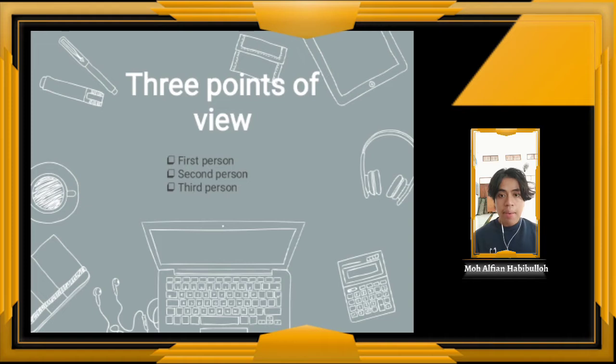Next is talking about 3 points of view. They are divided into 3. There are first person, second person, and third person.